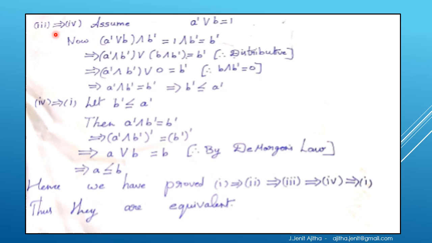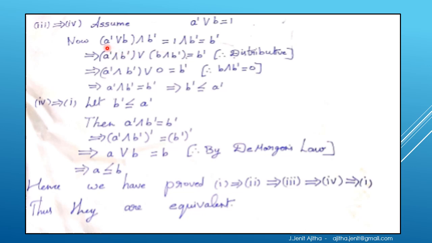Now, the third part of the theorem, that is 3 implies 4. Now assume this A complement join B equal to 1. Now A complement join B meet B complement equals, and this is 1, no? So we can substitute 1 for this. So this is equal to 1 meet B complement. And again this is equal to B complement.